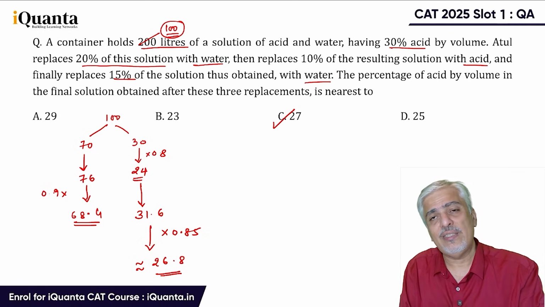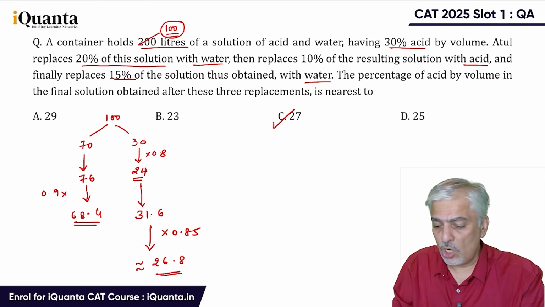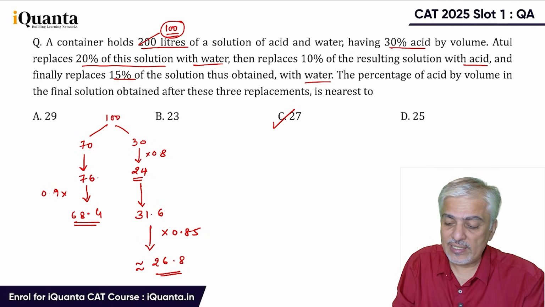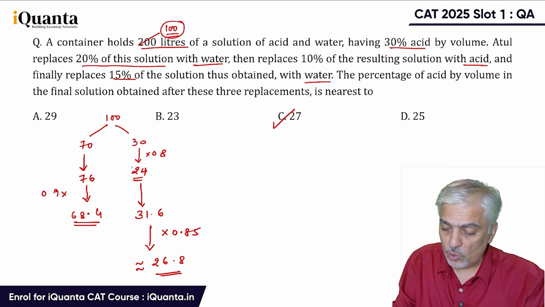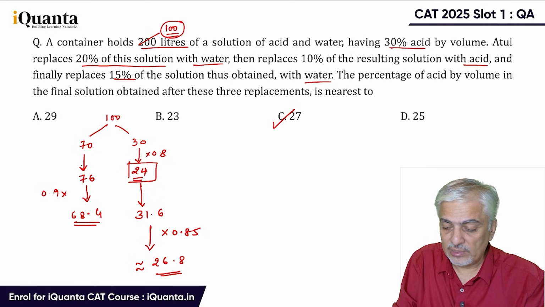If you do this question by this method, I thought it was a very standard approach. The main thing was not wasting your time calculating how much water comes out in the first case, then how much water is added back, because whatever acid is left off, the remaining will be water.